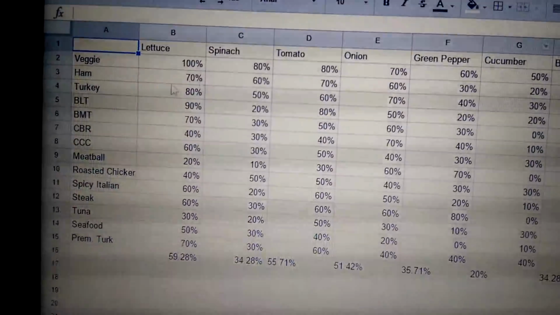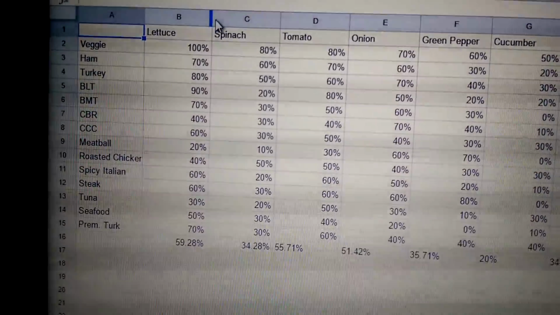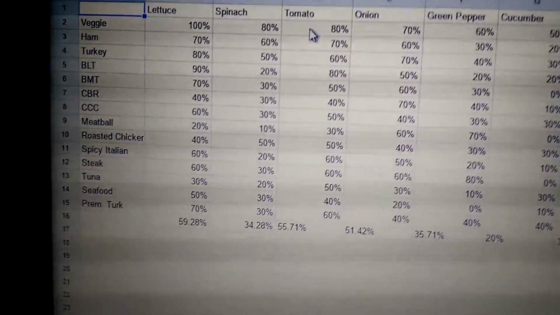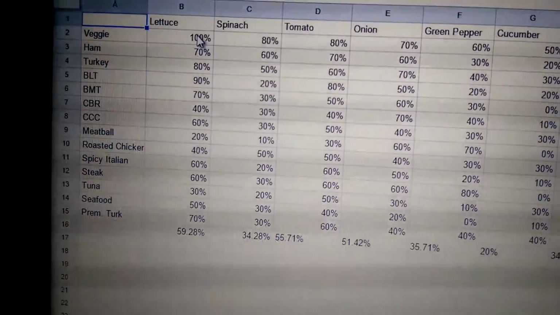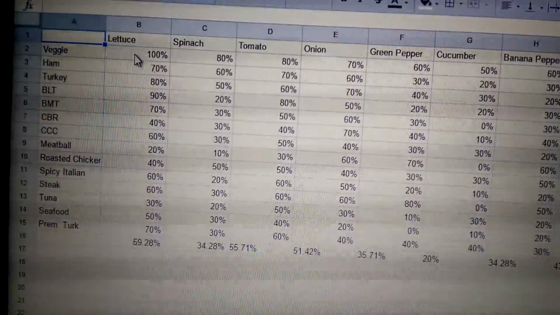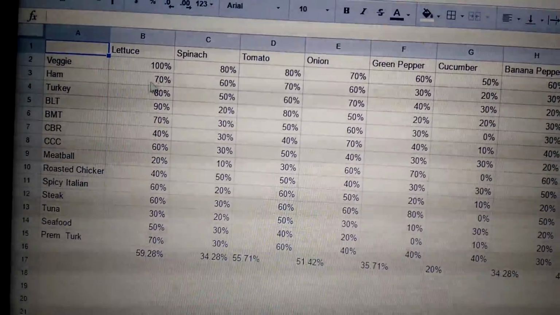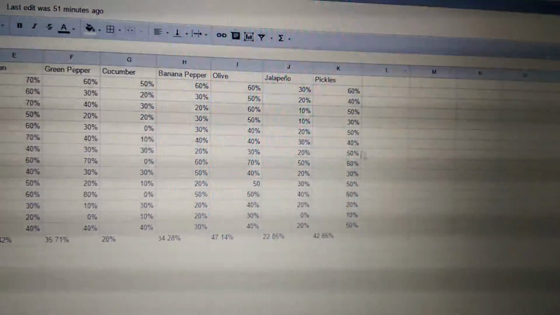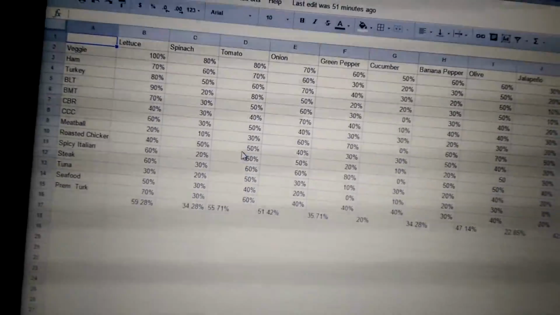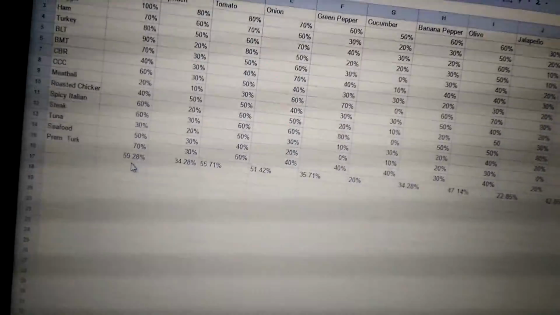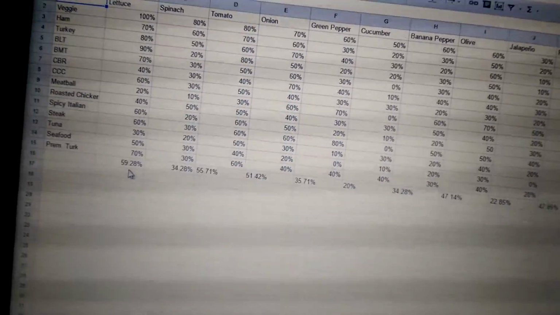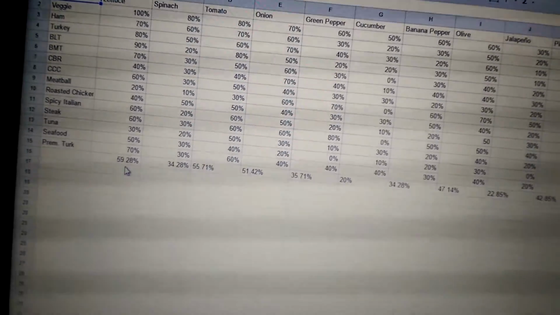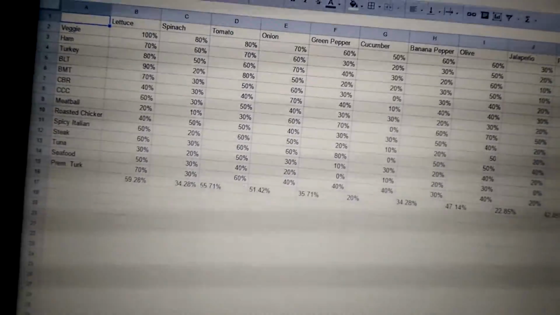Okay, so on the side is what kind of sandwich it was, and on the top it's what kind of vegetable. And this shows the percentage chance that I got that they would choose that kind of vegetable. So like a veggie sub, 100% of people got lettuce on it. And that goes for all the vegetables on this sheet. And on the bottom it shows, if you picked a random sandwich, there's about a 59% chance that it would have lettuce on it.